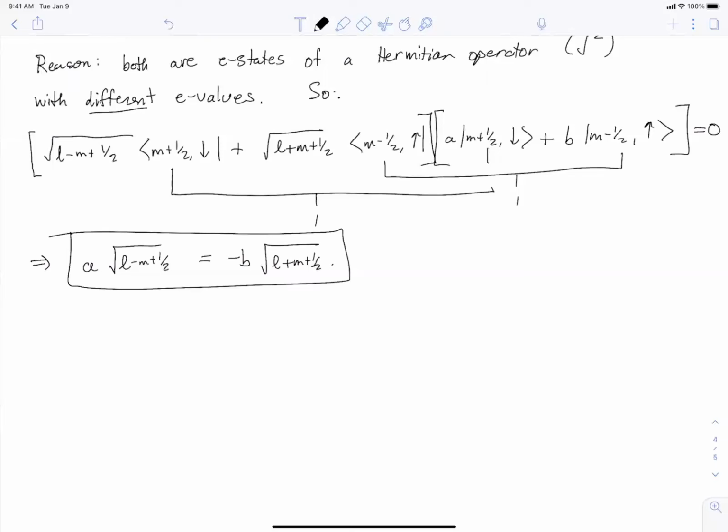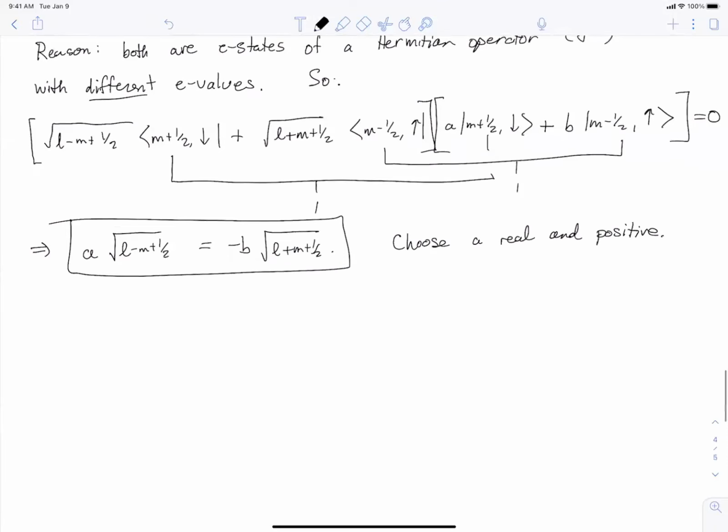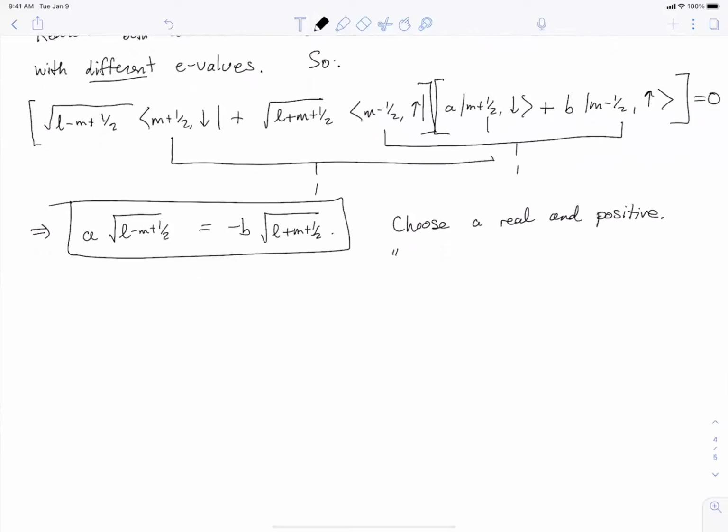It turns out that no matter how you twist and turn and try other equations, you'll never get more information than that one equation. And so that's all we have to work with. And so we have one equation for 2 unknowns and we can't solve. So we have to just choose something. And so what we choose is we choose A to be real and positive. Now, not everybody makes that choice. Different books sometimes use different choices. This particular choice is called the Condon-Shortley choice, or the Condon-Shortley phase convention.